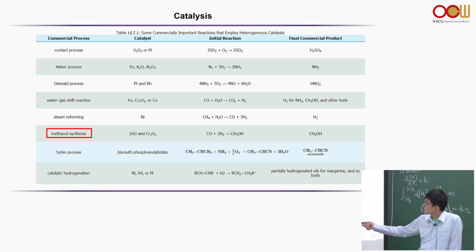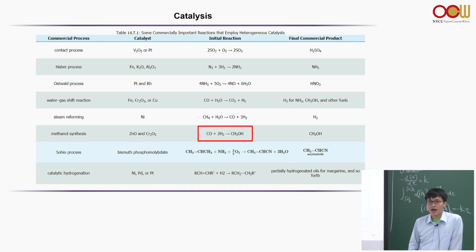All right, so because people want methanol, right? The methanol synthesis is from CO, so it's from an incomplete combustion of carbon. You generate some carbon monoxide, and in the presence of catalysts, you can simply convert CO to methanol, right?